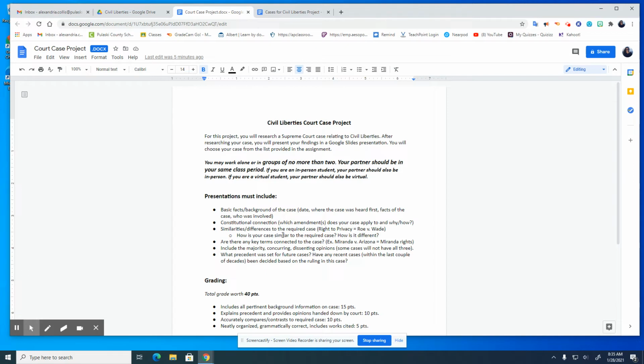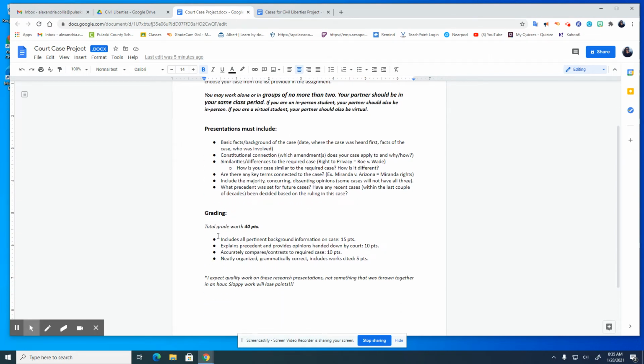Include the majority, concurring, and dissenting opinions, although I will note here that some cases are not going to have all 3. So for some cases, you might not have a concurring opinion. And then what precedent was set for future cases? Have any recent cases within the last couple of decades been decided based on the ruling in this case? So this is going to require a little bit of research on your part here. So how was the precedent set by your case? How has that been used in more recent cases?